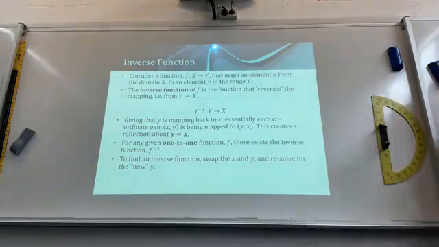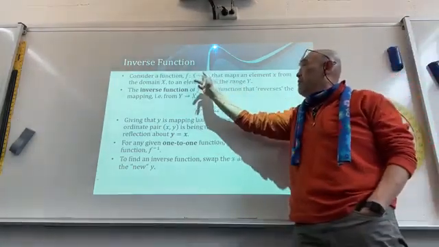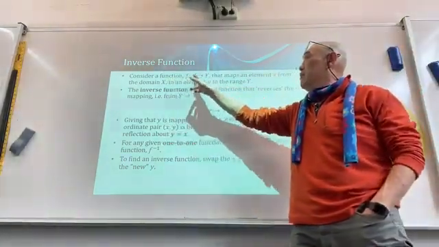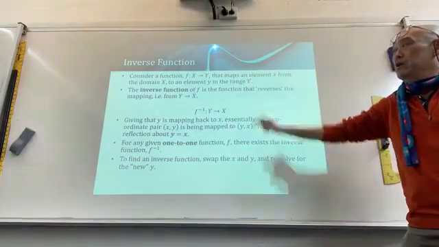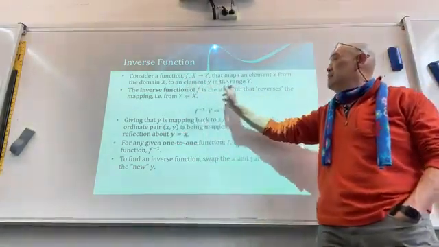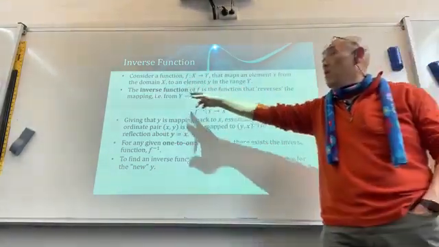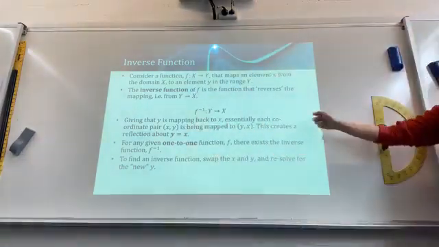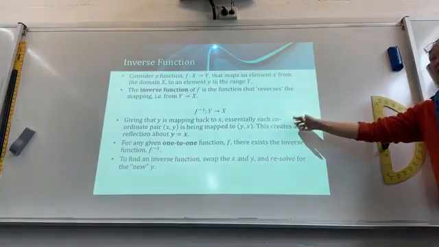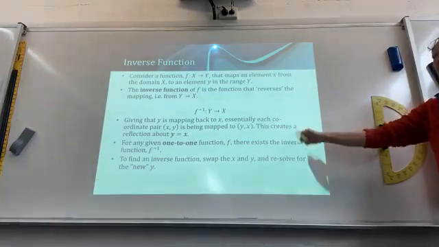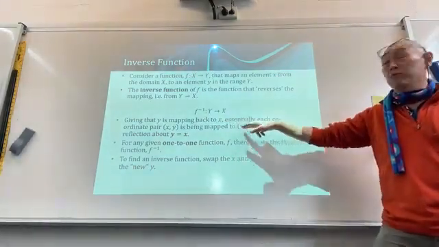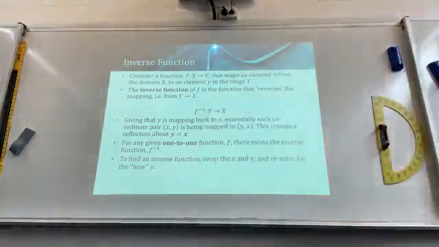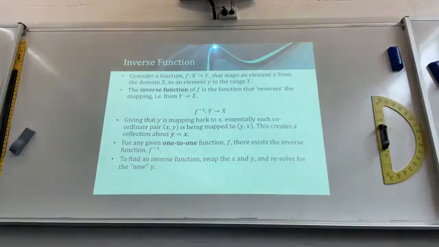Now, let's quickly talk about inverse functions. Consider a function f mapping x to y. It maps an element x from the domain to an element y in the range. The inverse function of f is just a function that reverses the mapping, y to x. That's all. Given that y is mapping back to x, each coordinate pair (x, y) is being mapped to (y, x), and this creates a reflection about the line y equals x.